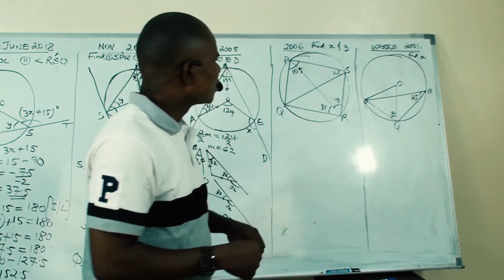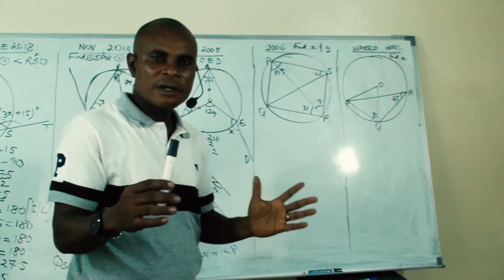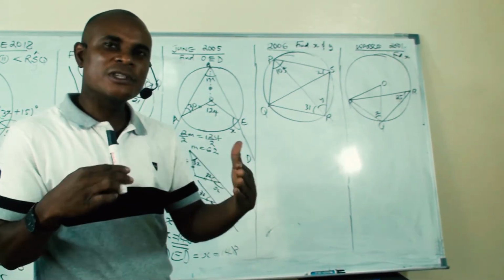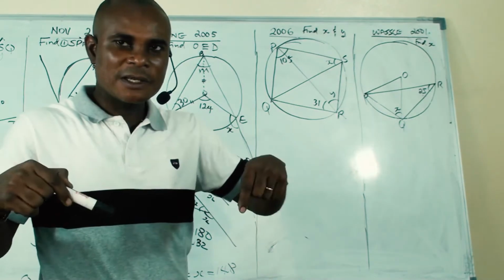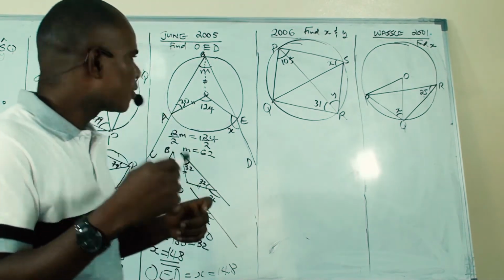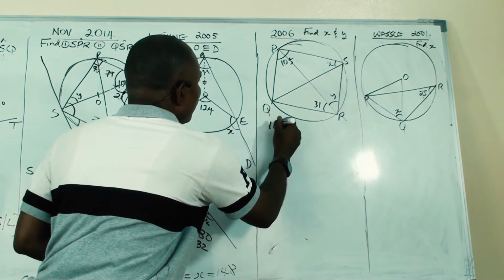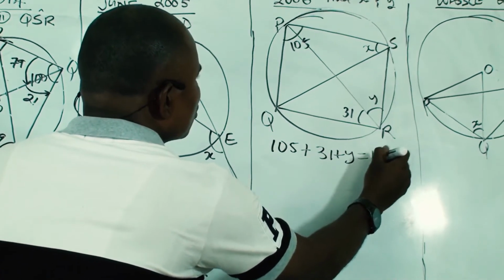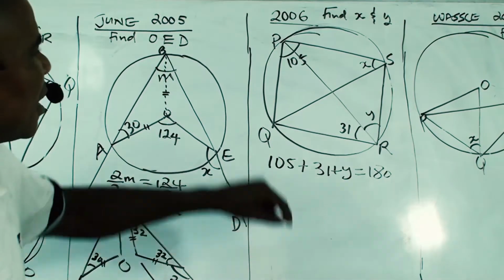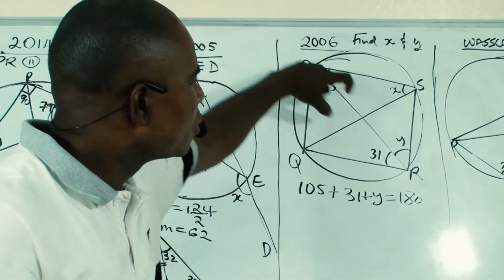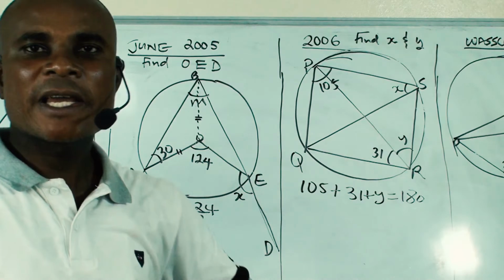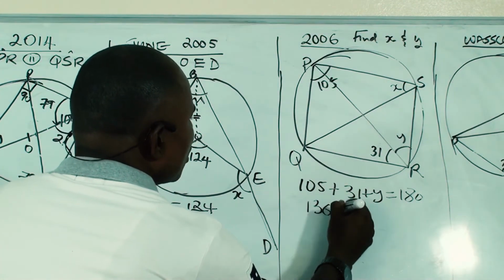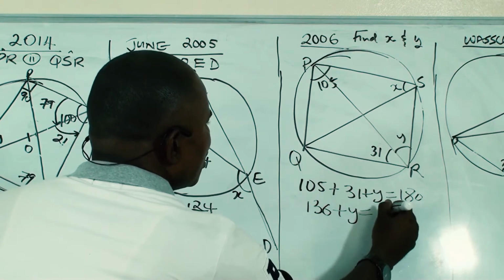This one tells you that if you can remember the cyclic quadrilateral stuff, I told you that the sum of opposite interior angles of a cyclic quadrilateral must be supplementary. So watch out here. It means that 105 plus 31 plus y must be equal to 180. Watch that. The sum of opposite interior angles of a cyclic quadrilateral must be supplementary. So now I have 136. 136 plus y will give me 180.